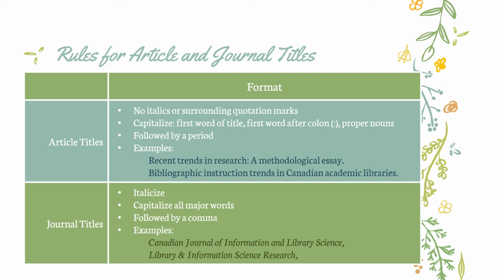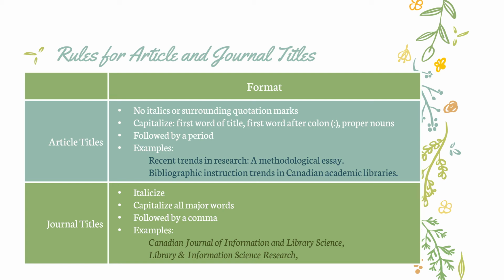So when you're working with article titles in APA, you don't use any italics or surrounding quotation marks. The capitalization is going to follow the same rules that we used for books. So you're just going to capitalize the first word of the title, the first word after a colon, and proper nouns. And you follow this with a period. Down below here, you can see a couple examples. You see recent trends in research, a methodological essay, and only recent and A are capitalized here. In the second example, you'll see that Canadian is also capitalized, however, because it's a proper noun.